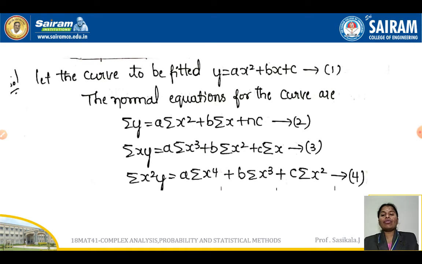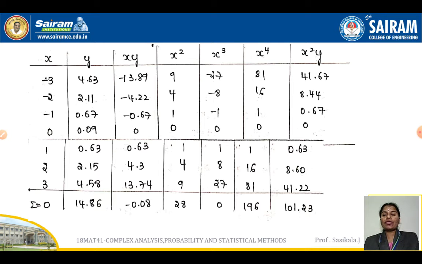To get all these values, I am going to make a table: x column, y column, and then xy. Multiply x and y to get xy, and take the square of x to get the x squared column, then x cube, x power 4, and then I have to find x squared y. Multiply x squared into each y value to get the x squared y column, and add all the values in each column. I'll get summation y and summation xy, and summation x squared is 28, summation x cube is 0, summation x power 4 is 196, and summation x squared y is 101.23.